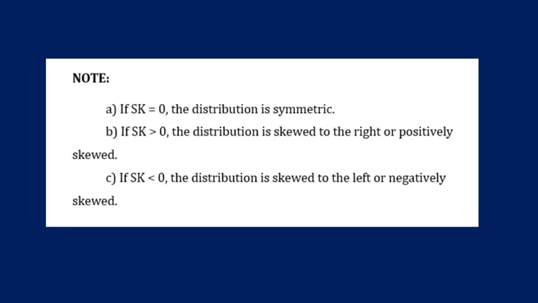Now take note, if Sk is equal to 0, the distribution is symmetric. If Sk is greater than 0, the distribution is skewed to the right or positively skewed. And if Sk is less than 0, the distribution is skewed to the left or negatively skewed.